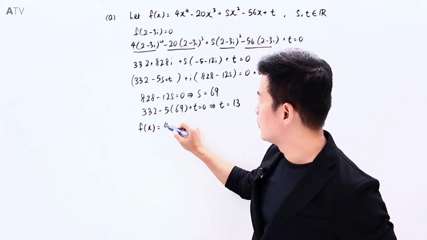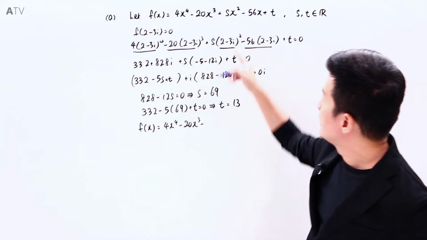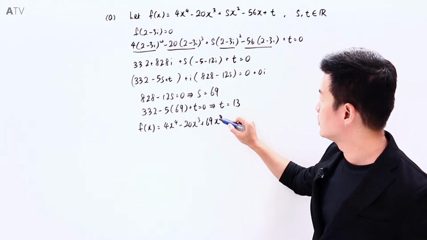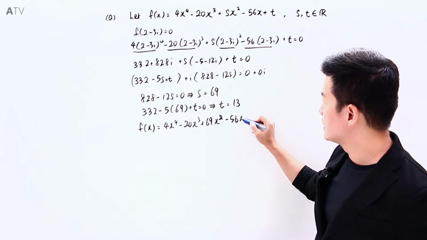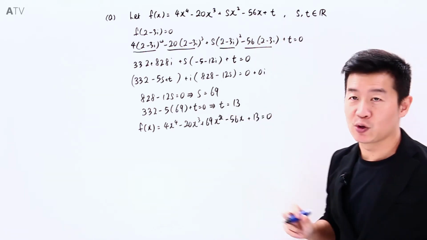is going to be equal to 4x to the power of 4 minus 20x to the power of 3 plus s, s is 69, so 69x to the power of 2 minus 56x plus t. T is 13, so plus 13. This is equal to 0.